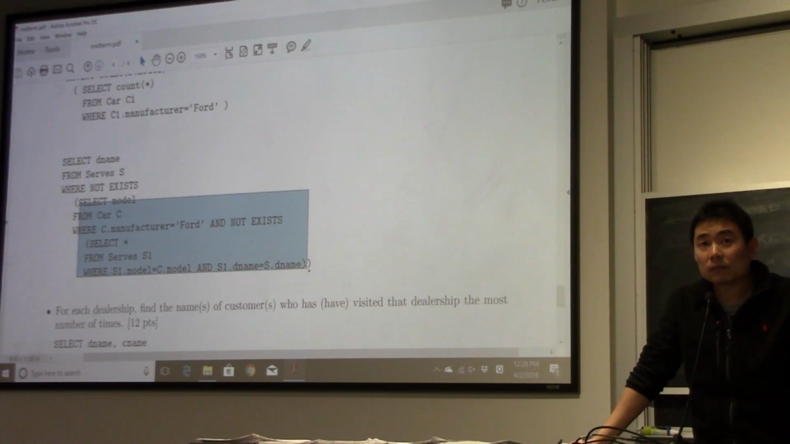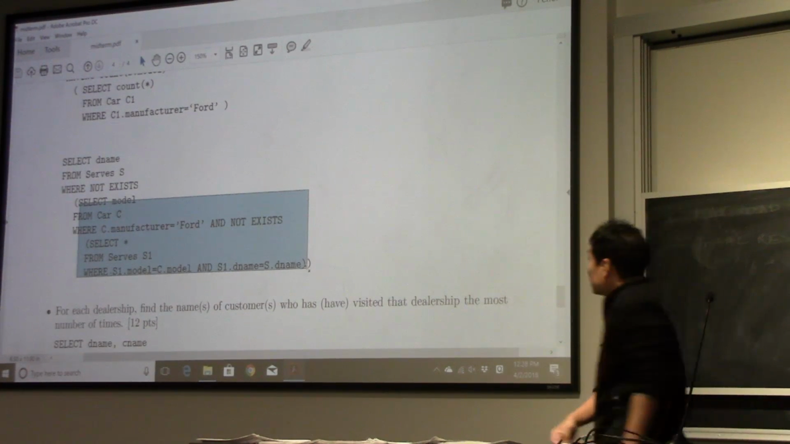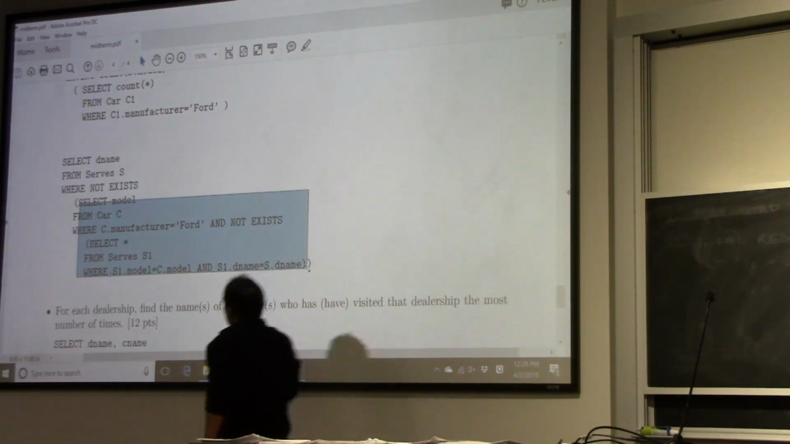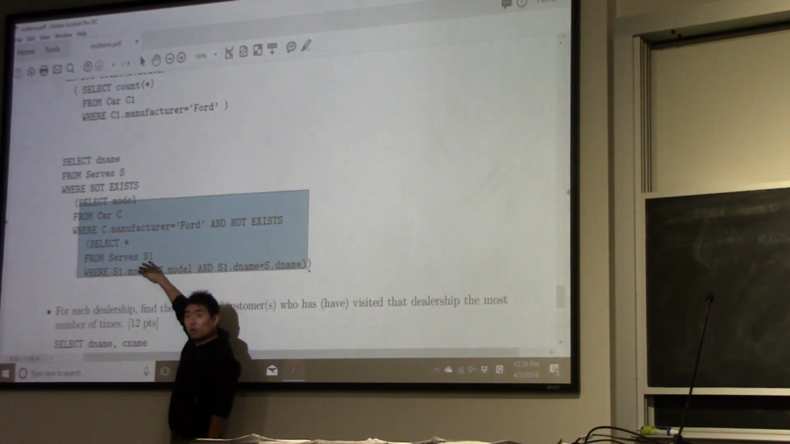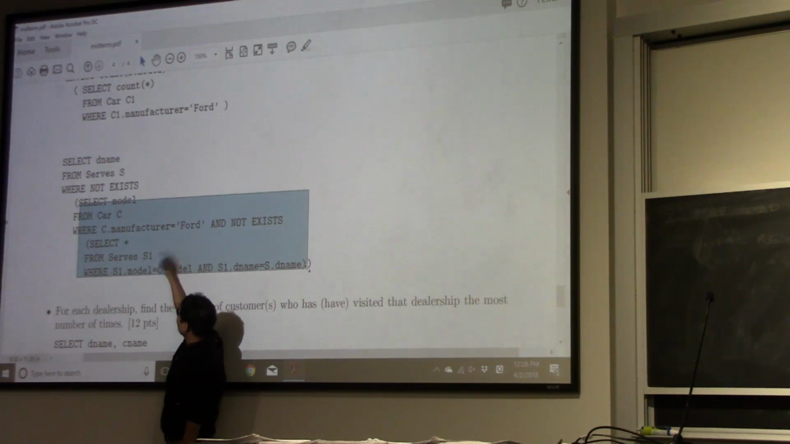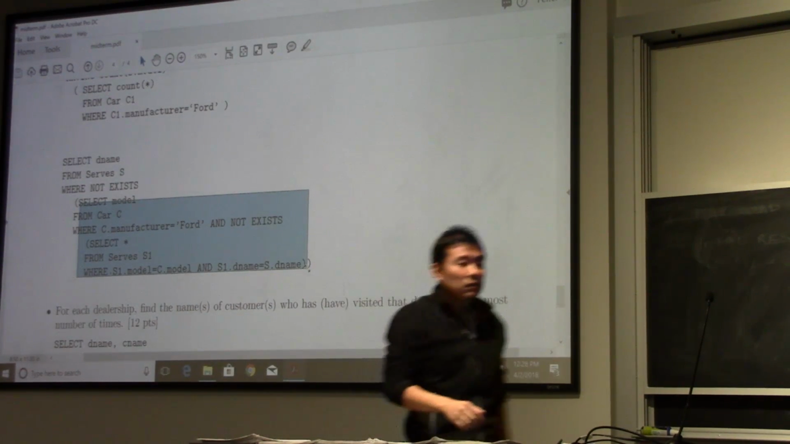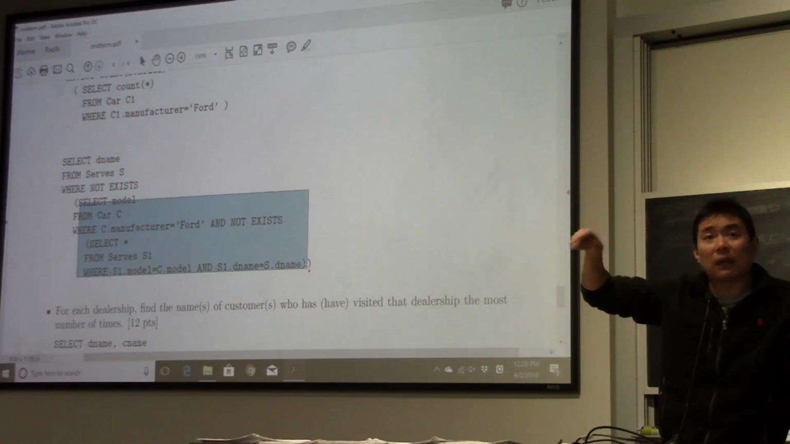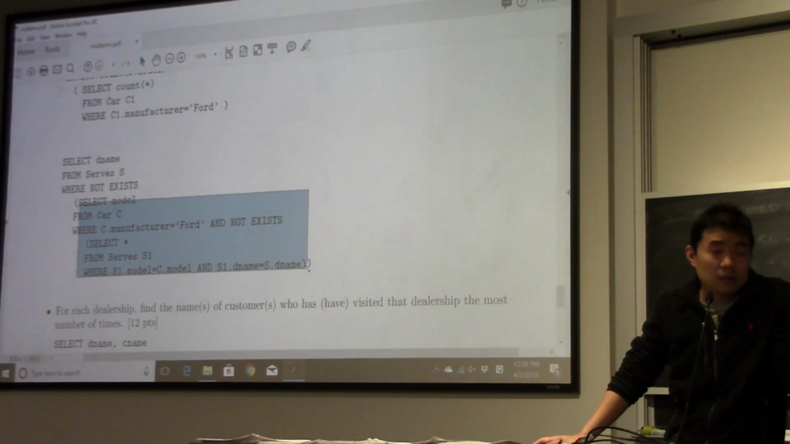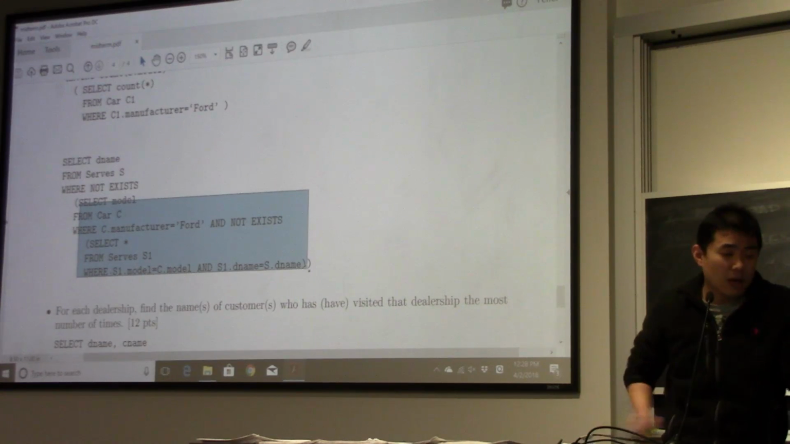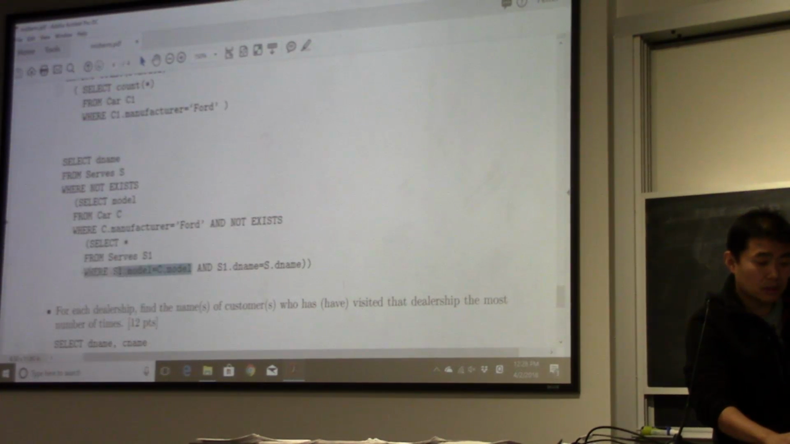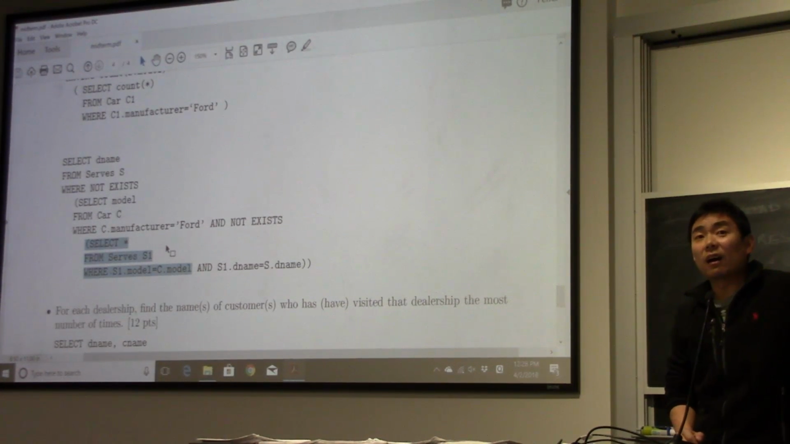Why do you have to have S1 model equals C model? Because that seems like it just simplifies it, but it doesn't actually change the Okay, if you don't have this, how do you show that this dealer is serving that car model? If you don't link them together, how do you show that this dealership is serving that car model or not? Because if you don't include that, it just selects everything that dealer serves, even if it's not Ford. Well, let me remove this. So let's start from serve. All you're saying is, as long as a dealer serves any car, it will be qualified.